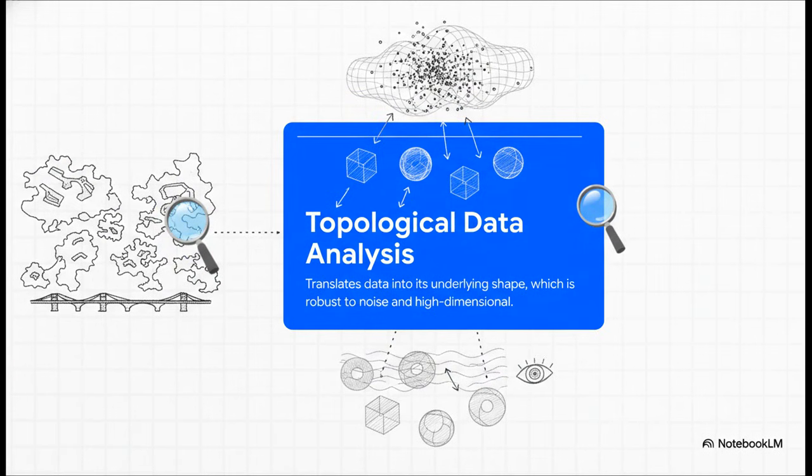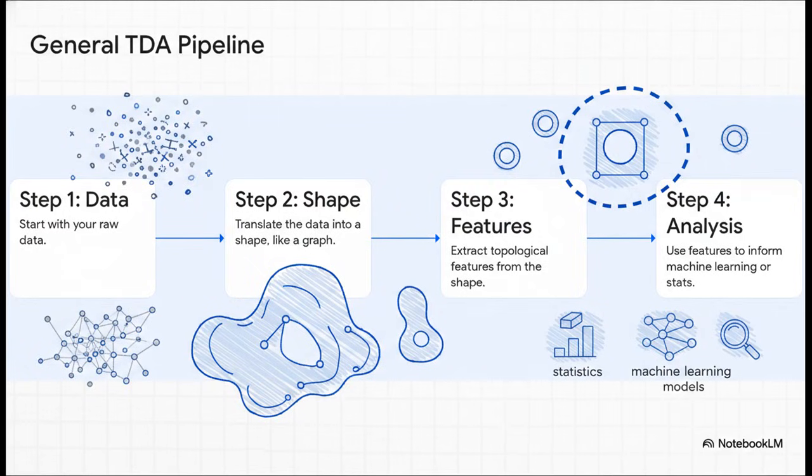So you can basically think of TDA as a modern tool that does for our messy data what Euler did for that map of Königsberg. It takes all this complex, high-dimensional data and translates it into its fundamental underlying shape. And this simplified shape is way more robust to noise, which helps us spot patterns that would otherwise be completely invisible. And the process for doing this usually follows a pretty clear pipeline.